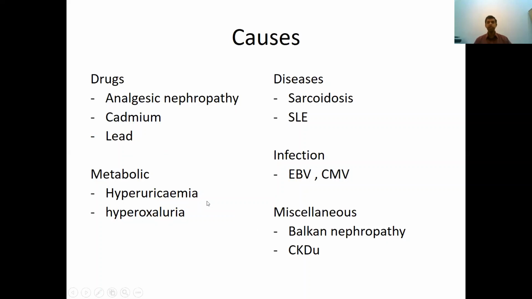So hyperuricemia is where your uric acid levels are high. Some patients like this can get gout as well, and that is one cause of chronic interstitial nephritis. Diseases like lupus, sarcoidosis, infections like Epstein-Barr virus, cytomegalovirus, and then you have this miscellaneous group of conditions like Balkan nephropathy and CKDU. So CKDU is chronic kidney disease of uncertain etiology. By definition, it is a chronic interstitial nephritis for which we do not know an underlying cause.